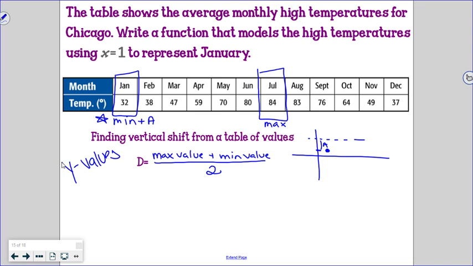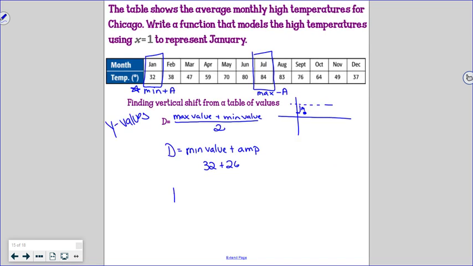You could go the other way around. I could come to my maximum and subtract. I just don't like subtracting. So if you do like subtracting, you can do that. But we already found that our amplitude is 26, and our minimum's down at 32. So a second option to find D would be to take your minimum value plus your amplitude. 32 plus 26. I think that's a lot easier to do. You get the same thing regardless of how you go about this, which would be 58.